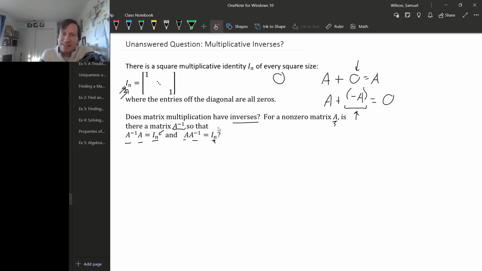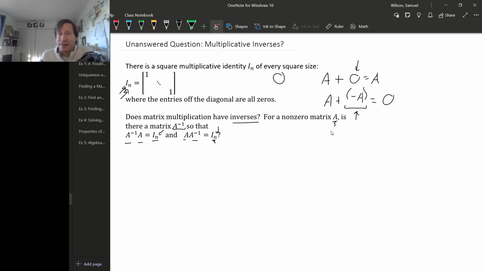Now, it might seem a little artificial at the moment to require that both orders of the multiplication give the same size identity matrix, but it turns out that that has to be the case. We don't quite have the tools to prove that yet, but if there is such a matrix A inverse, then it turns out that these two identity matrices have to be the same size.